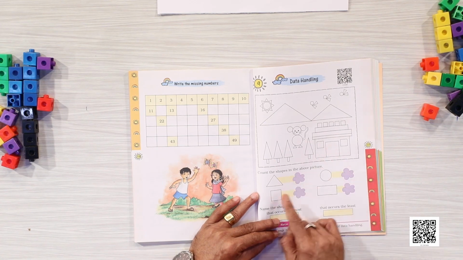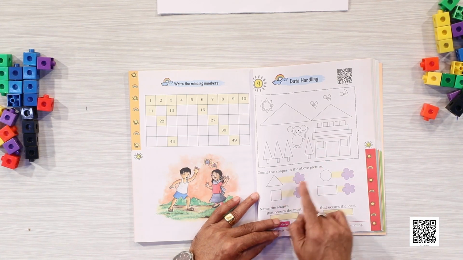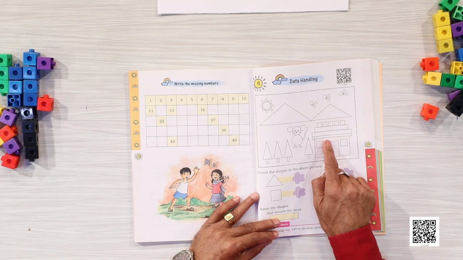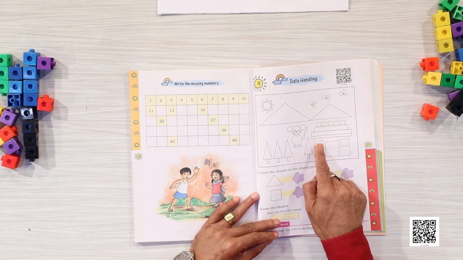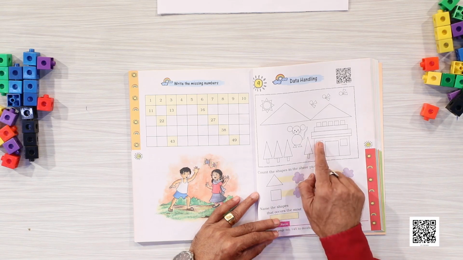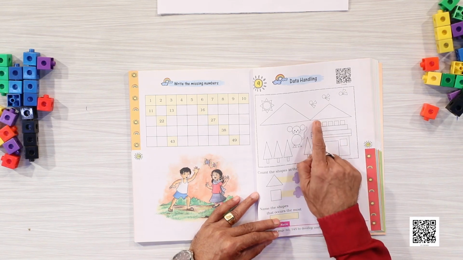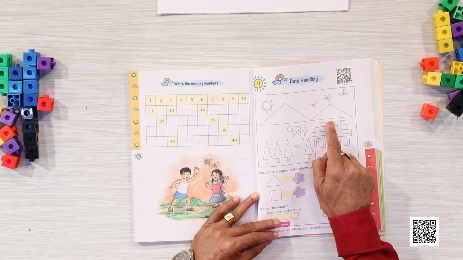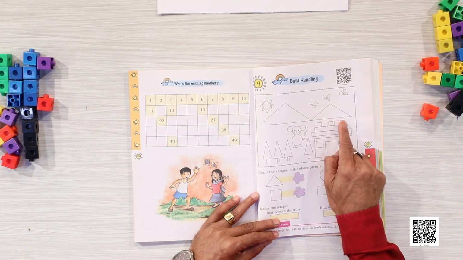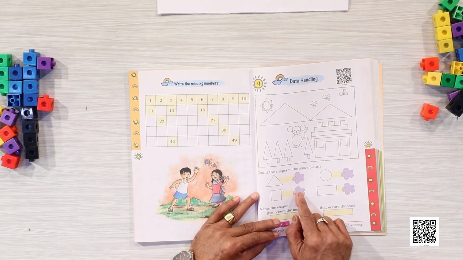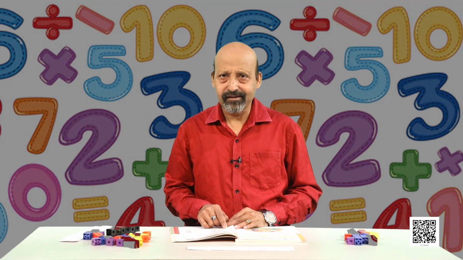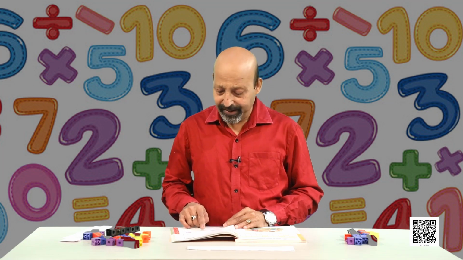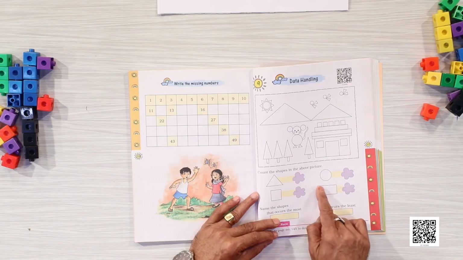Is this shape same as this? No, because in this, this side and this side are not equal, but this shape is same as this. So, this is 1, 2, then 3, 4, 5, 6 and 7. So, there are 7 such shapes like this. We call it a square. Yes. Okay. This shape is called a rectangle.